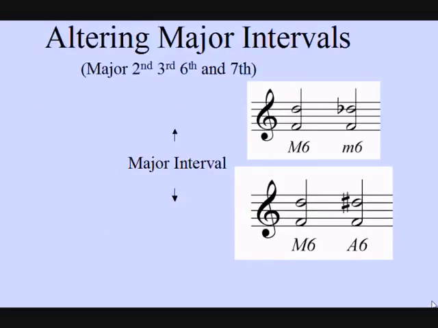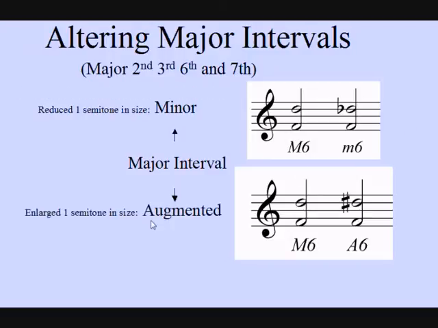When a major interval, like for example this major 6th here, loses one semitone, it becomes obviously a minor interval. For example, here it becomes a minor 6th. Whilst when a major interval is added one semitone, it becomes augmented, like here. A major 6th becomes an augmented 6th.